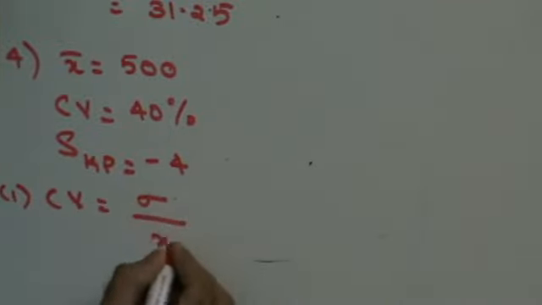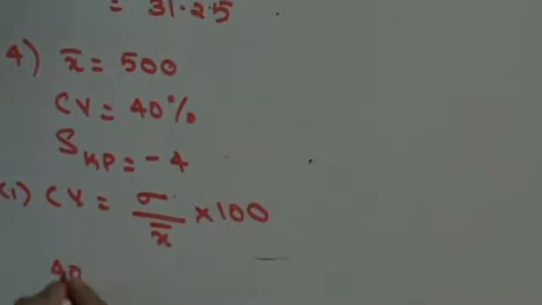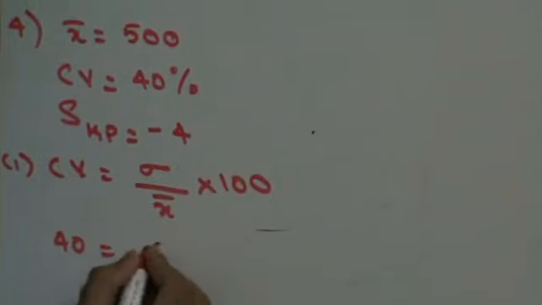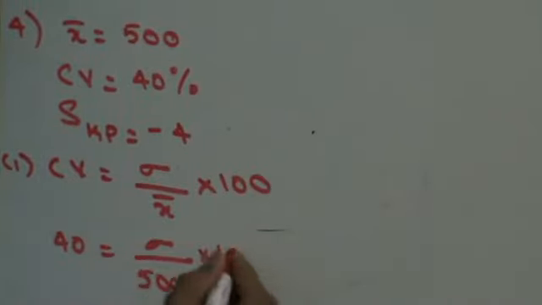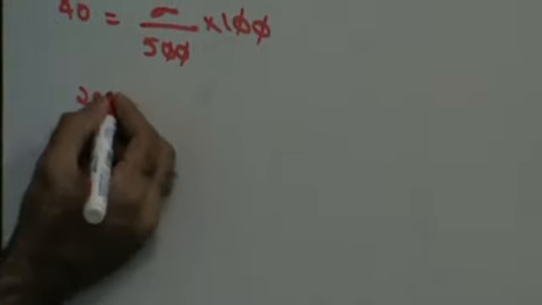Coefficient of variation is standard deviation upon mean into 100. 40% is equal to standard deviation upon mean 500 into 100. 0, 0, 0, 0, 1, 5 4s are 20. So in that case I'll get 200 is equal to my standard deviation.